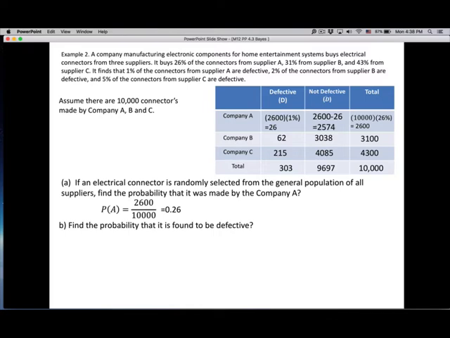And then find the probability that it is found to be defective. Okay, it has to be defective. Now look at the table. How many connectors in total are defective? That'll be 303, right? So we are looking for P of D. Okay, P of D will be equal to 303 out of 10,000 total.